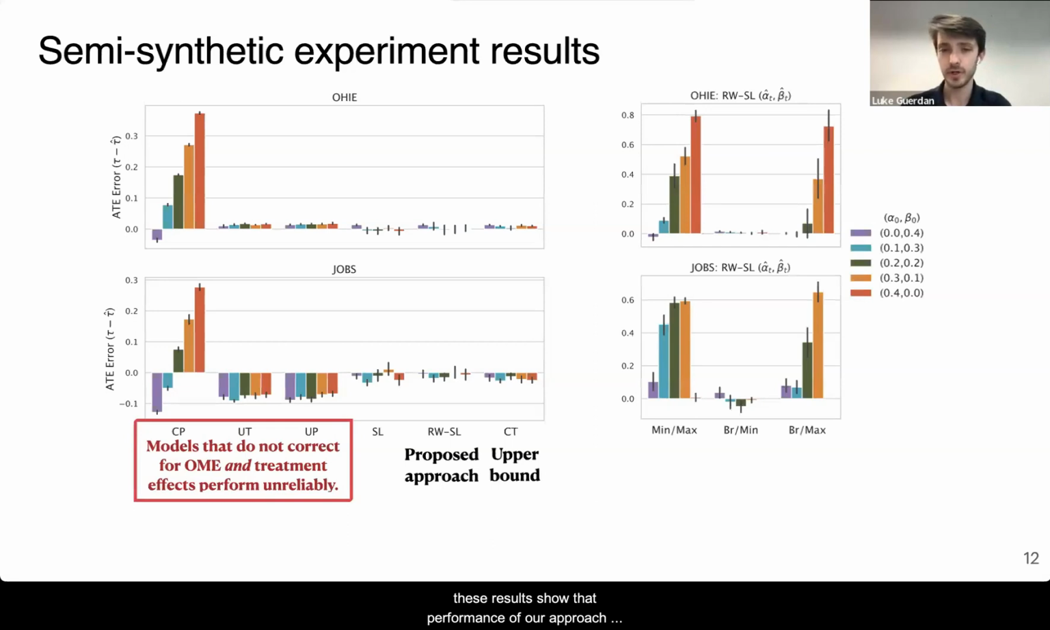The right panel here shows performance of our reweighted surrogate loss approach with learned measurement error parameters. Critically, these results show that performance of our approach is sensitive to whether the anchor assumptions that are used in measurement error parameter estimation hold. Specifically, because the max anchor assumption is violated for both OHI and jobs data, our approach performs poorly when this assumption is used for measurement error parameter estimation. However, our approach performs more reliably when we replace the max anchor with a base rate anchor, which is an assumption that's satisfied in our particular setting.